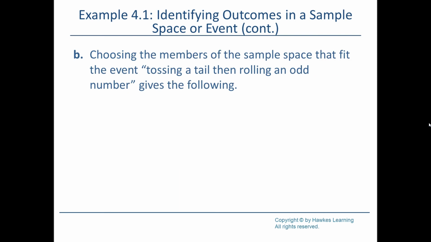So B, we're going to choose the members of the sample space that fit the event, quote, tossing a tail, then rolling an odd number. Tossing a tail and then rolling an odd number. There's only 3 odd numbers, 1, 3, and 5. So the 3 possible outcomes of this sample space are T1, T3, T5.